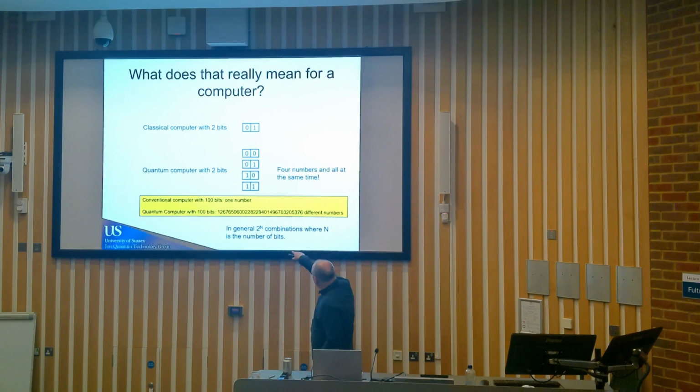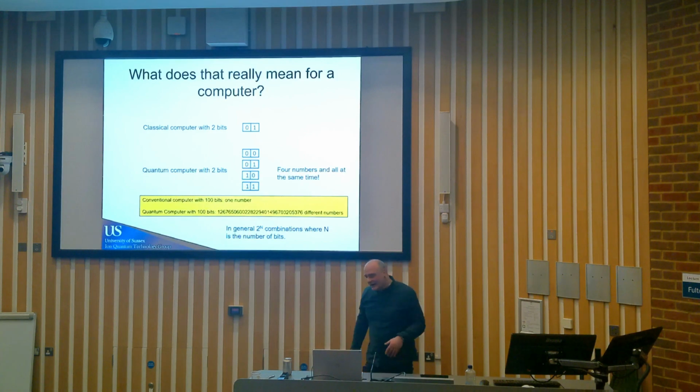In general, that's 2 to the power of n, where n is the number of bits. That many combinations can be programmed in there. In a very simplistic way, not quite the full story, that gives you at least a feeling of why quantum computers are more powerful.